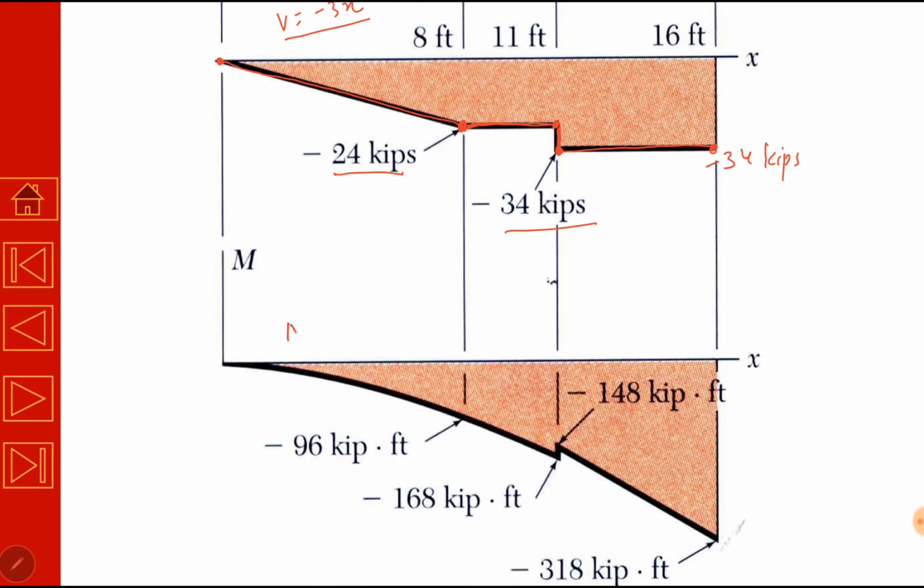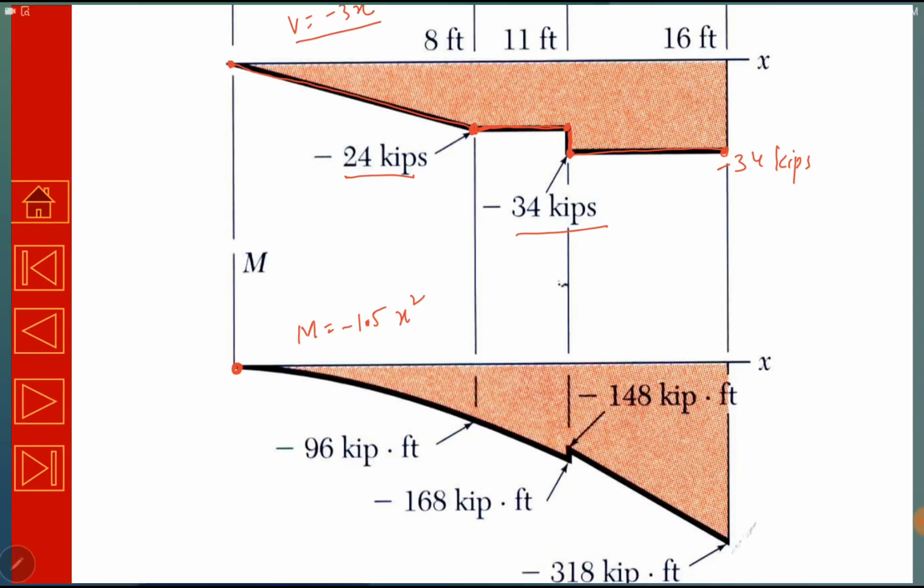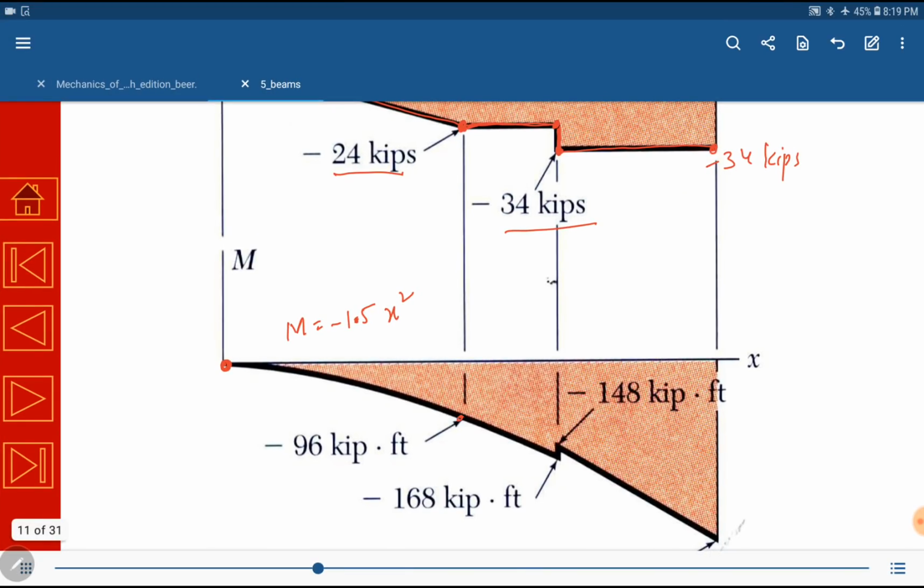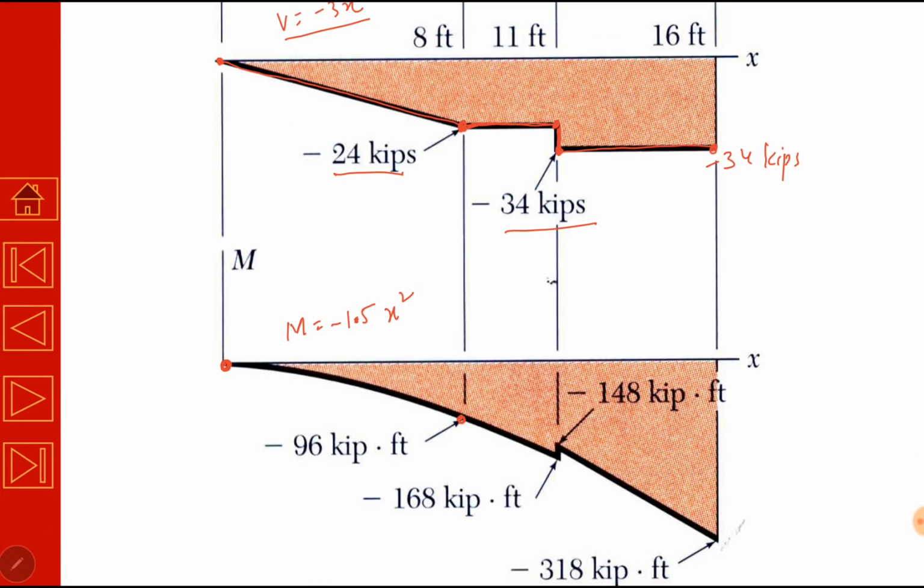Between A and B, bending moment was minus 1.5 x square. So if we put x equal to 0 here, bending moment will be 0. If we put x equal to 8 feet for point C, m becomes minus 96 kilopound feet. So now we have to draw these 2 points and connect them. It is a parabolic curve because the equation is parabolic or quadratic.